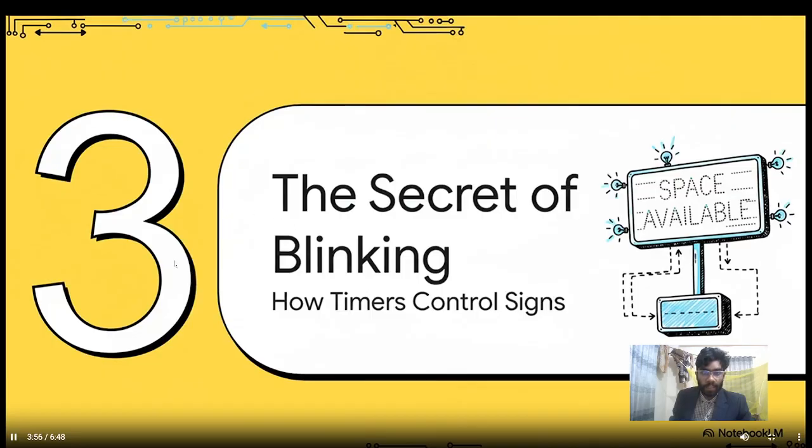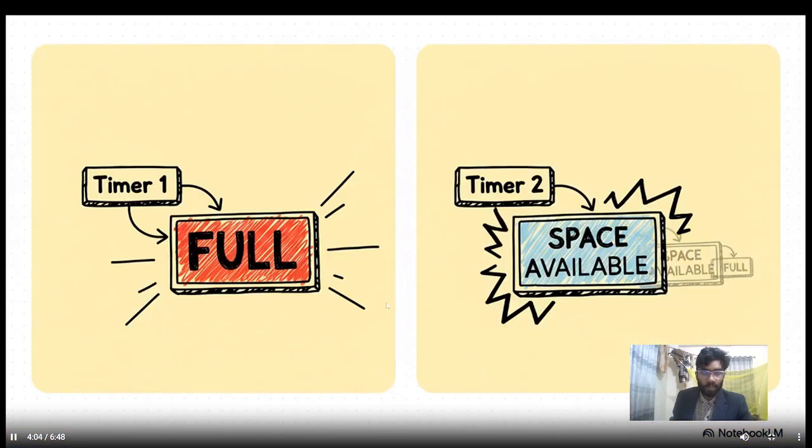Okay, so now we know how the full sign gets turned on. But what about the space available sign? And more importantly, why does it blink? Well, the secret is that there are actually two separate timer circuits. Timer 1 is for the full sign. When the comparator shouts that the garage is full, this timer gets the signal and just turns the sign on.